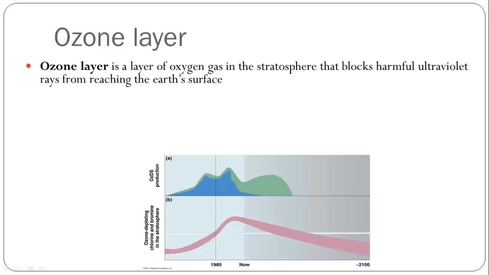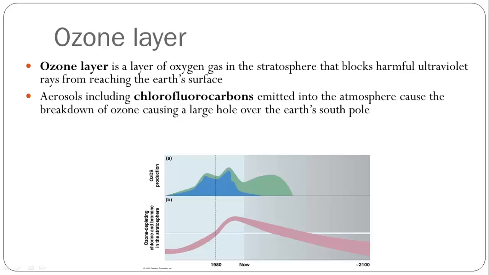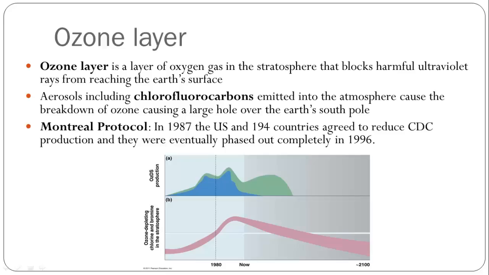With the industrialization of a lot of products came the invention of aerosols, including a group called chlorofluorocarbons. And when these were emitted into the atmosphere, they caused ozone to break down, and this caused a large hole over the Antarctic landmass, so over the southern pole.